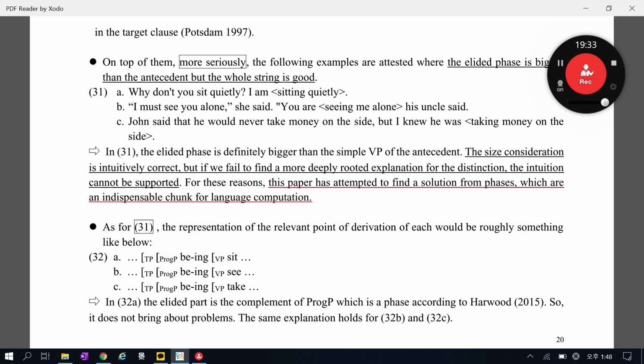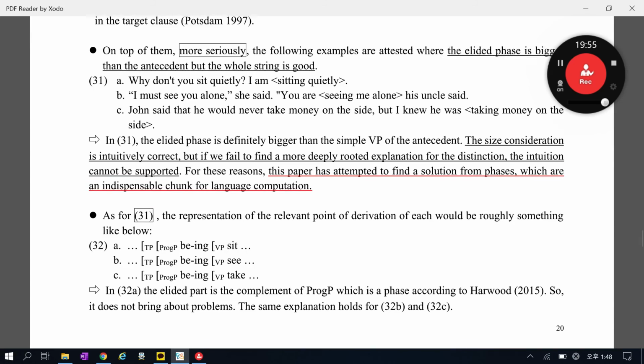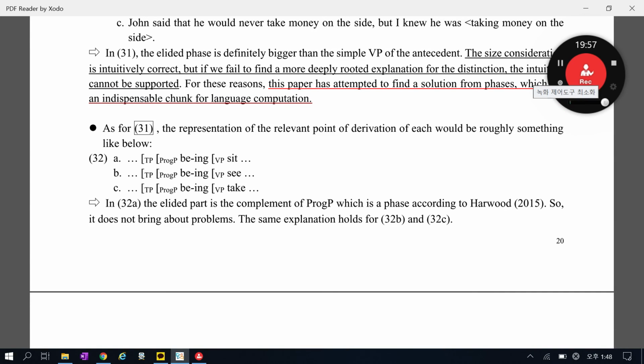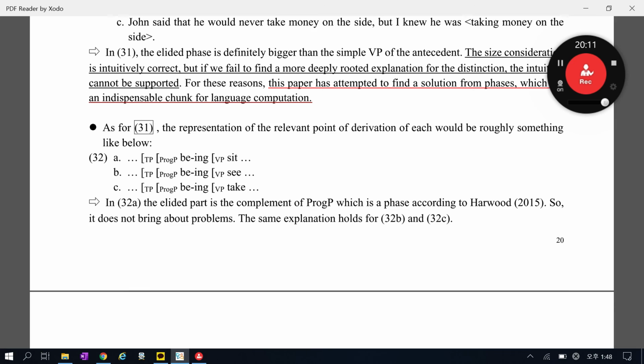For these reasons, this paper has attempted to find a solution from phases, which are an indispensable chunk for language computation. As for 31, the representation of the relevant derivation of each would be roughly something like below in 32. In 32a, the elided part is the complement of prog P, which is a phase according to Harwood 2015, so it is not bringing about problems. The same explanation holds for 32b and 32c.